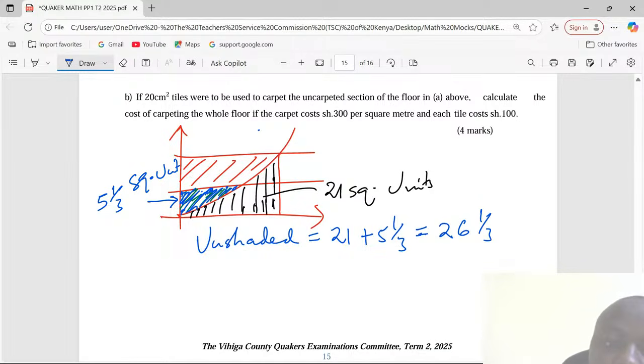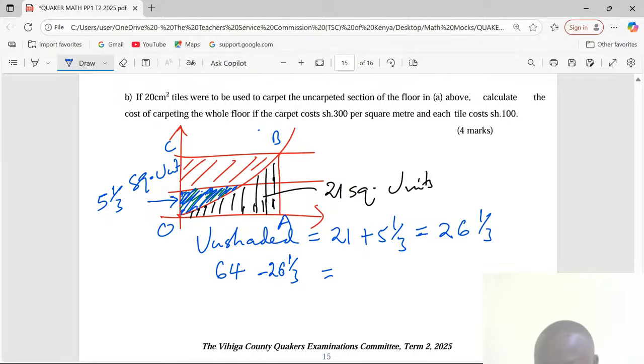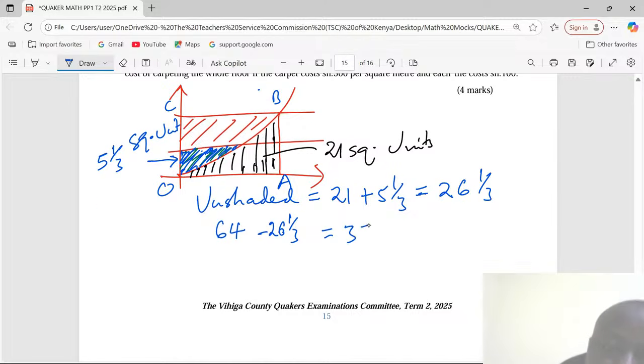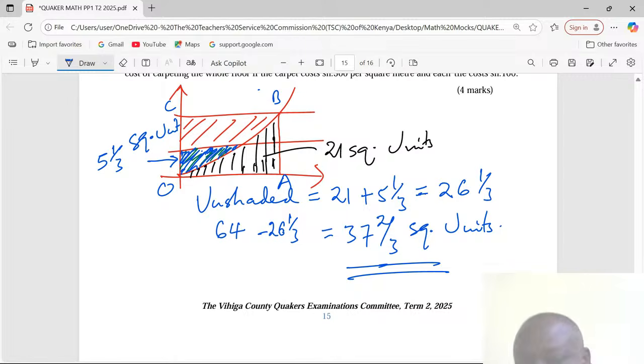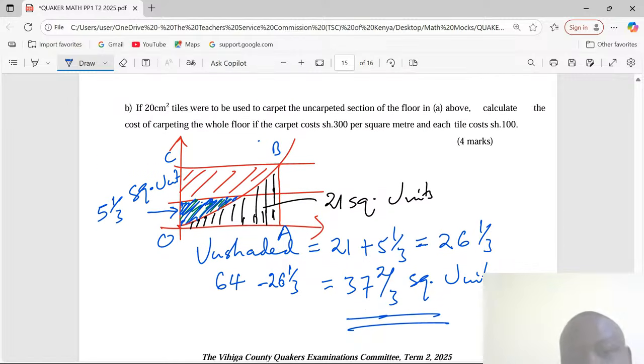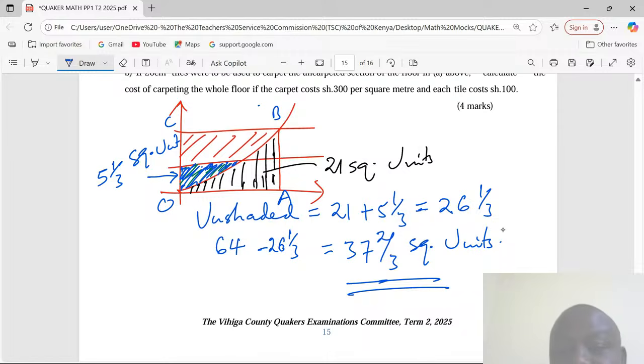So now we pick the whole area, 0 through this part, through this one, and this one. 64 minus 26 1/3, which is 37 2/3. So using the mid-ordinate, we are having 37 2/3.